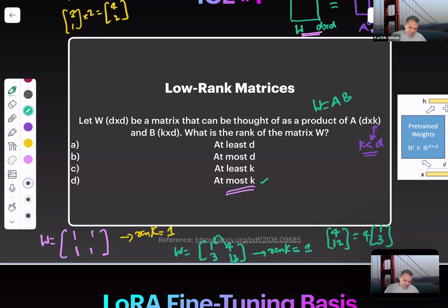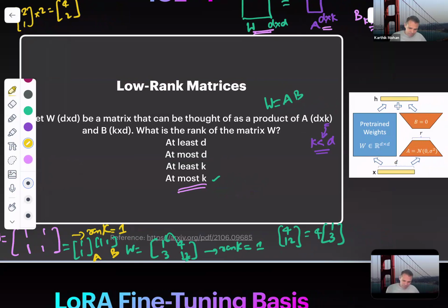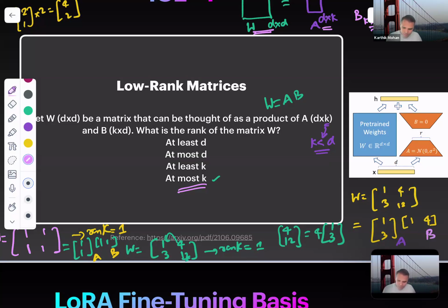And also you can represent this, for example, you can represent 1, 1, 1, 1 as 1, 1 times 1, 1, right? So it turns out the A here is this, and the B here is this. For the other example, if you have W equals 1, 3, 4, 12, you can represent it as 1, 3 and 1, 4. So you can see that for this W, this is the A, and this is the B. And because there's only one column, the rank of this W is 1.